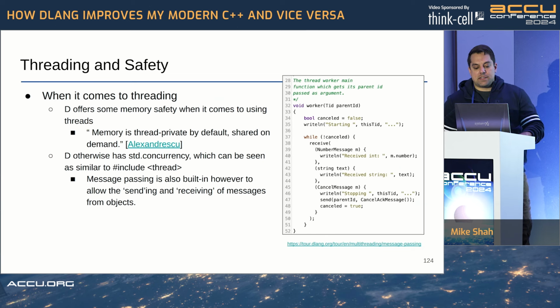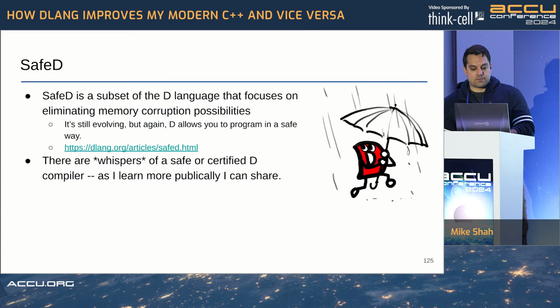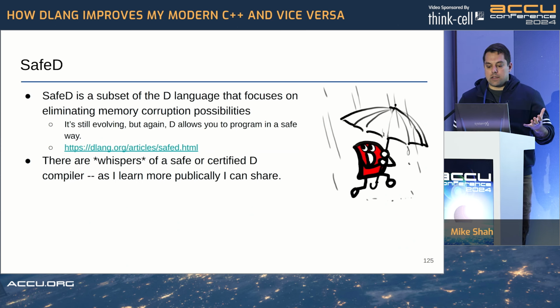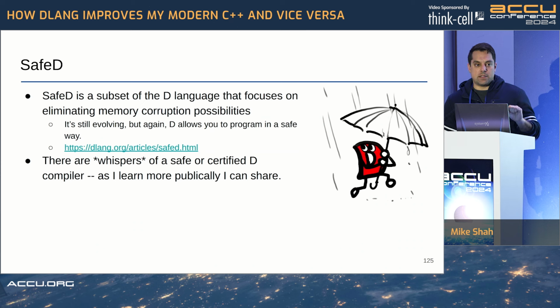Otherwise, D has a std.concurrency import, similar to thread, where you can do thread-based concurrency. You've also got things like message passing built in, so objects can just send and receive, again, as another way for different objects in different threads to communicate. In D, there is a safe subset called SafeD, so you can read about that. And there are whispers of a certified D compiler and these sorts of things, again thinking about D being used in the auto industry and different areas where they're thinking about that.